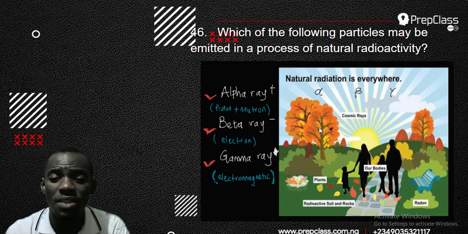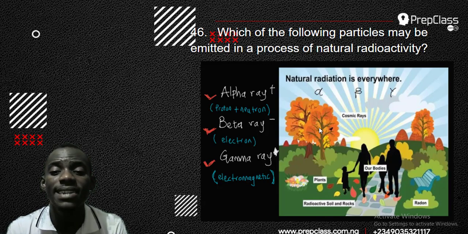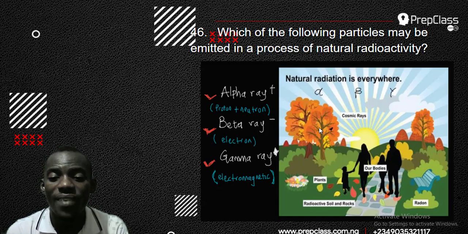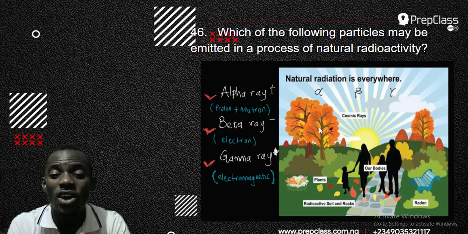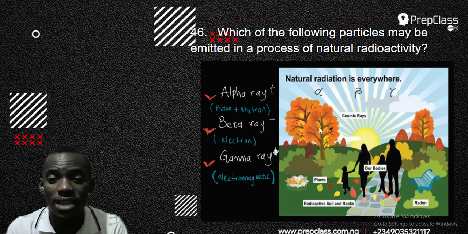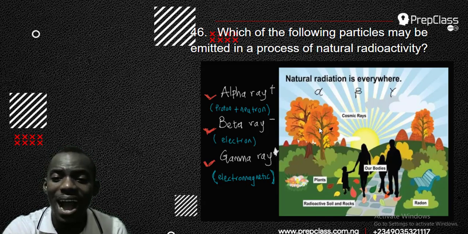And natural radioactivity can be found in nature. Radioactivity is found in the rays of the sun. Radioactivity is found in plants, it's found in soil and rock, it's found in our body, the human body. This is just natural radioactivity. Then you must know that these are all rays. We can have alpha ray, beta ray, and gamma ray, but we can't have one ray.